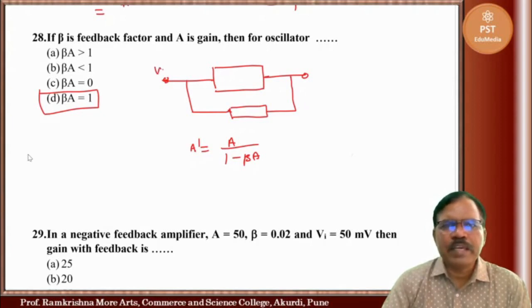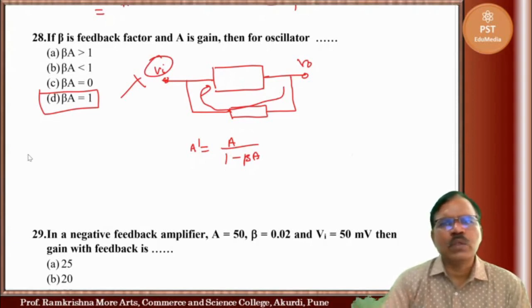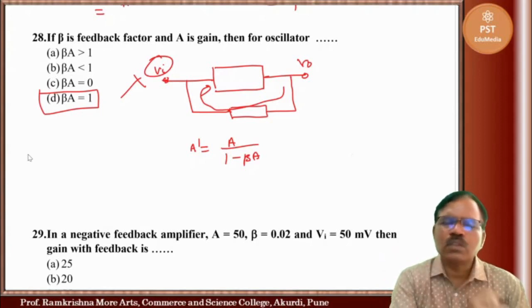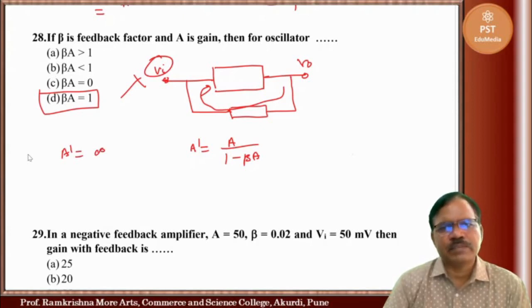We apply Vi here and we get output. Once we get output, we take out this input signal, and due to feedback we get here input, and due to that we will get output again. Input, output, input, output, and so on, though there is no input. So this is possible, means gain becomes infinite. This is possible when 1 minus beta A is equal to 0 or 1 is equal to beta A.